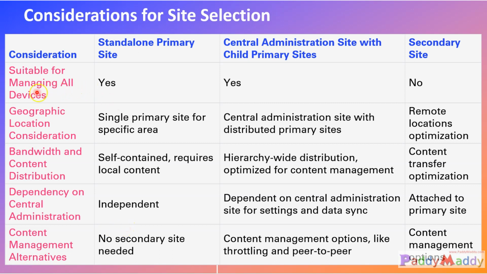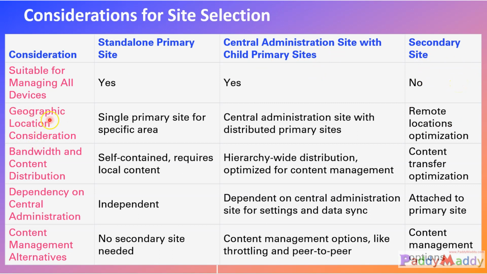Okay, let's understand. So you want to manage all types of devices. When I say all types of devices, it can be your mobile devices, or your client machines like Windows 7, Windows 10, 11, or Windows servers. Then you could actually consider either a standalone or a CAS site, but not the secondaries, because secondaries are only for content-related purposes.